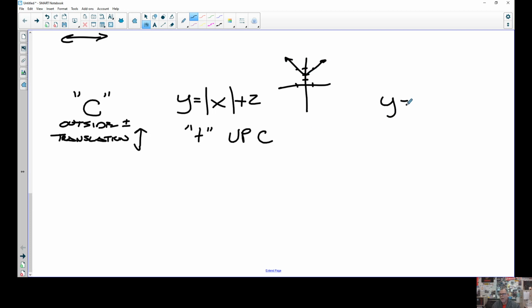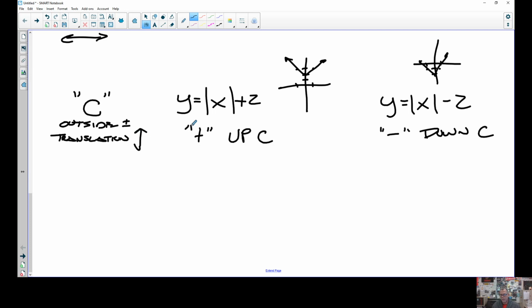Same way if I say y equals absolute value of x minus 2, well, minus means down the c value. So this graph would move down 2, and then it would go over 1 and up 1 here and here. We'd have this, right? So that's how this first one operates.